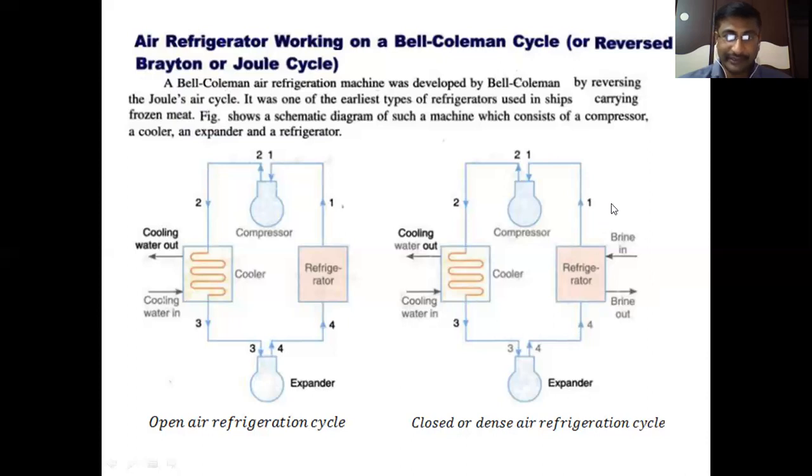Dear students, here in the closed cycle the refrigerant air is not leaving the cycle, but in the open cycle the refrigerant will leave the cycle, because every time the refrigerant which is expanded will be sent to the refrigerator, and the fresh refrigerant will be taken from the refrigerator and sent to the compressor. This is the open cycle, this is the closed cycle. Dear students, these are the two refrigerant Bell-Coleman cycles.